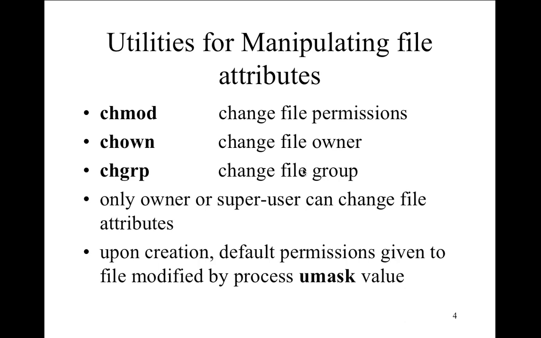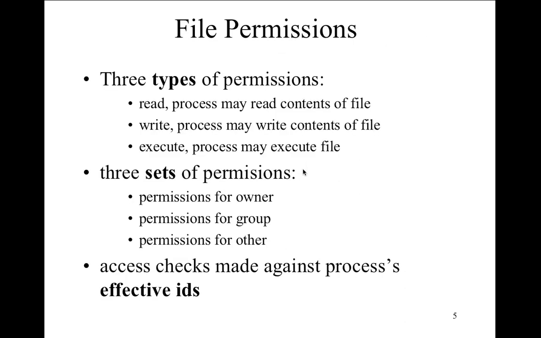Upon creation, default permissions are given to the file, modified by a process called umask. And umask is a value that keeps track of the permissions. So there's three types of permissions: read, write, and execute. And I can go through this pretty fast because as users, you already are familiar with this stuff, hopefully, if you've ever used a Unix system. There's three sets of permissions: for the owner, the group, and the other.